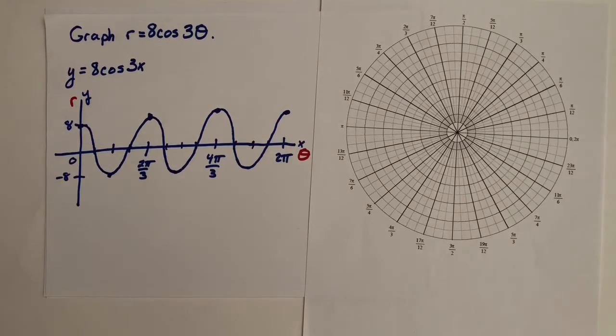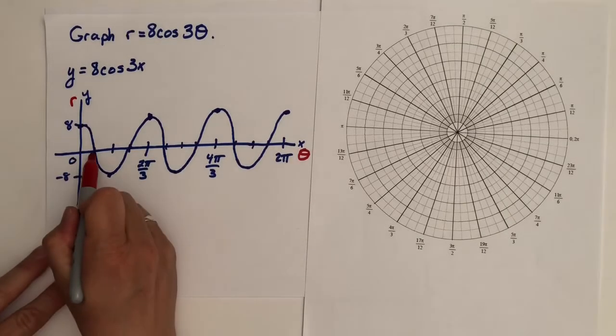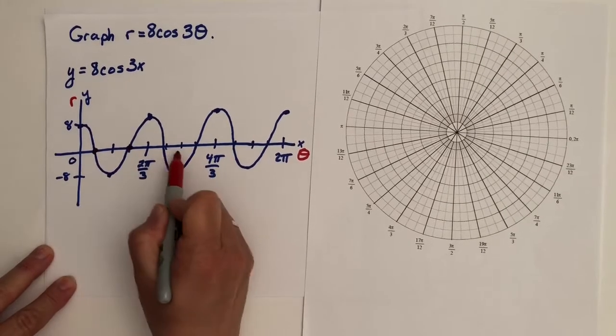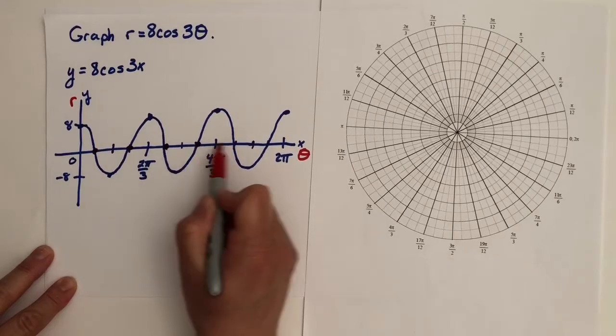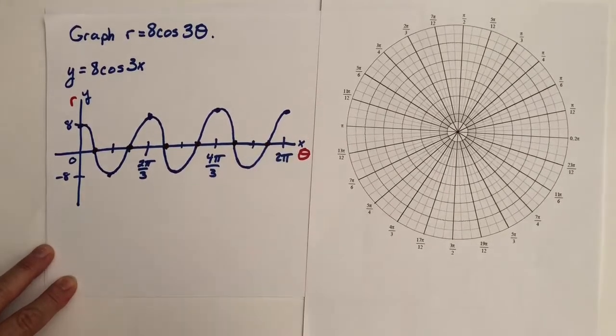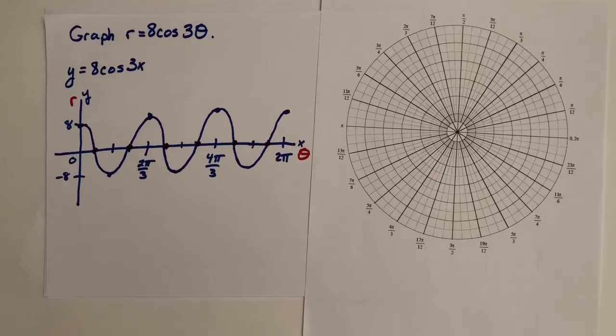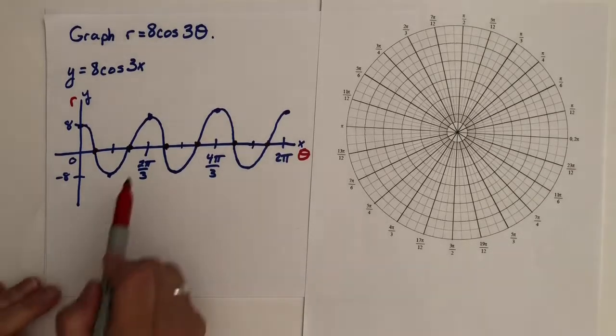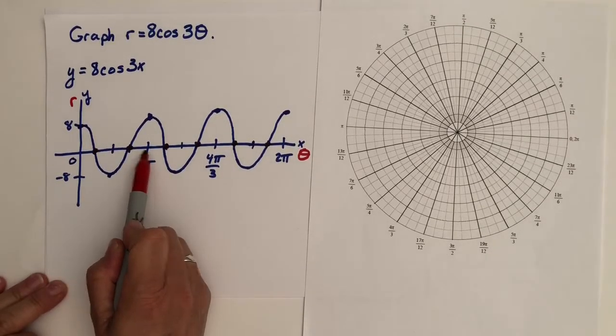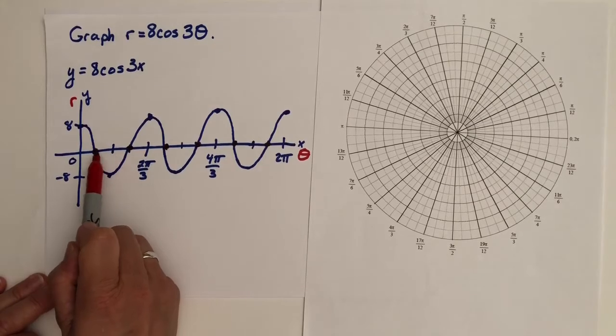Some of our key points, though, will help us find the places where the graph will be tangent to some particular lines. Remember, they were the places where the rectangular graph has x-intercepts. So let's find those values. This is 2 pi over 3. That makes this pi over 3, and that makes this pi over 6.